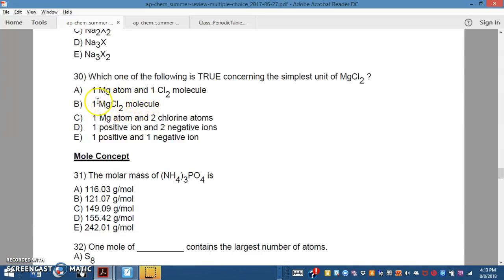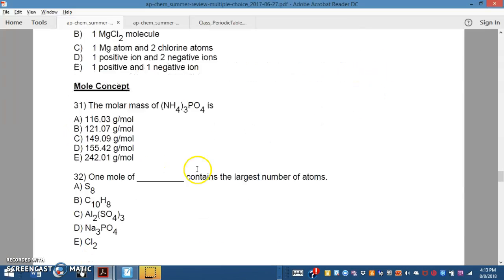One molecule of this, well, considering that this is ionic, I would not call it a molecule. But this is made of 1 magnesium atom and 2 chlorine atoms. Well, it's atoms and atoms. You got to have a positive and negative to form a compound. So the best choice would be one positive ion and two negative ions to form your chloride, because this is magnesium 2 plus and Cl 1 minus. So D is your choice.